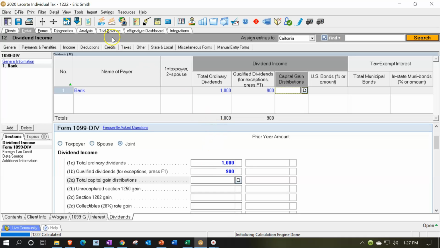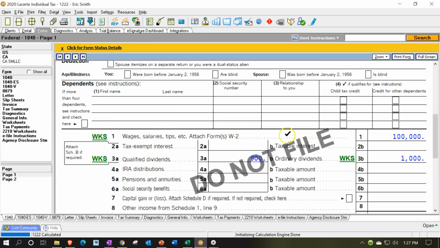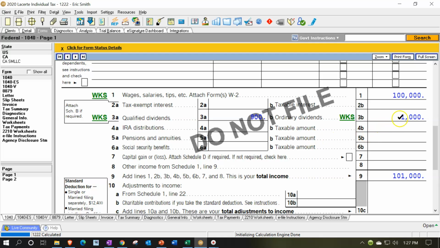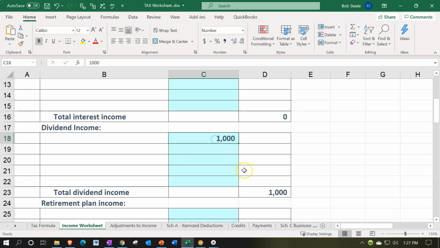So if I go to the forms and go to page 1, we're going to say that we have the 1,000 total that's going to be included in the taxable income. 900 of it was qualified and therefore will be taxed at the other rate, which looks like 15%. And then the 100 of it is going to be included in the normal progressive tax structure and taxed in that format. So if I go back to my worksheet, I'm basically still putting in the same $1,000 here, because I could break out the qualified or not qualified in the worksheet.